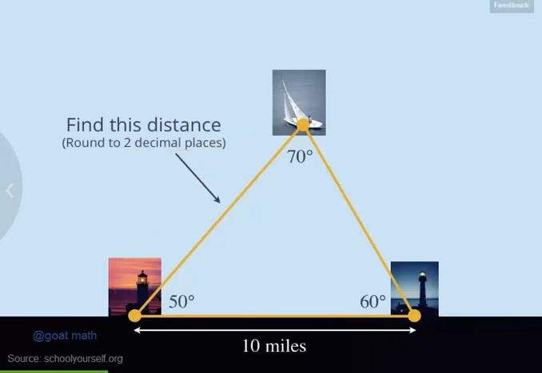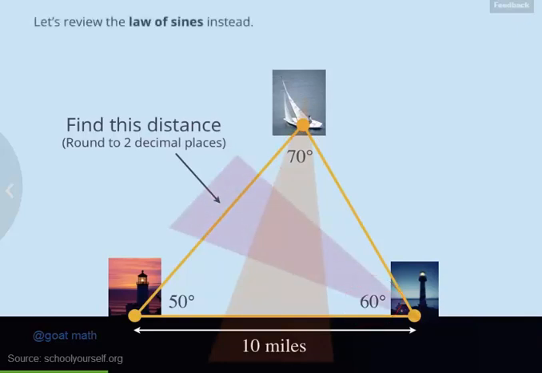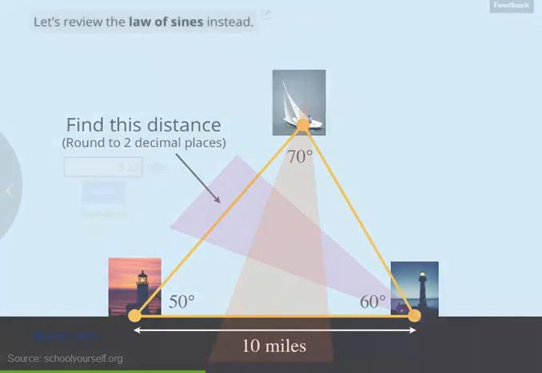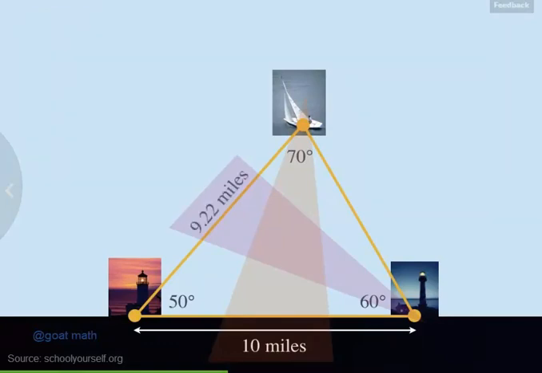Using the law of sines is a good way to go, because you already know this angle here and its opposite side, and the side we're solving for is opposite the 60-degree angle over here. If you'd like to review the law of sines instead, then click up here. Excellent work! So this side is approximately 9.22 miles.